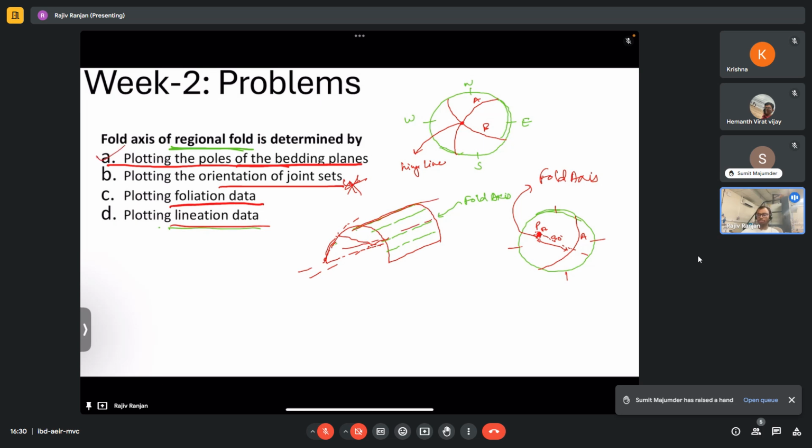Or you can simply plot bedding data if you have it. But since we are looking at a regional fold, we will have thousands and thousands of data points, so it becomes very clumsy. So we generally don't plot bedding, we plot poles of the bedding planes, and that gives nothing but the fold axis of these folds.